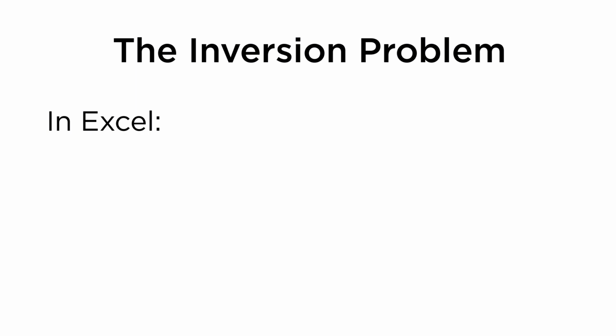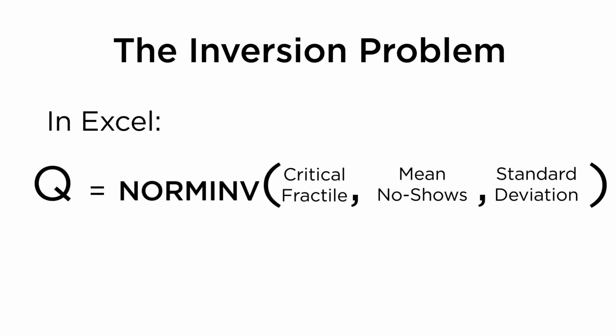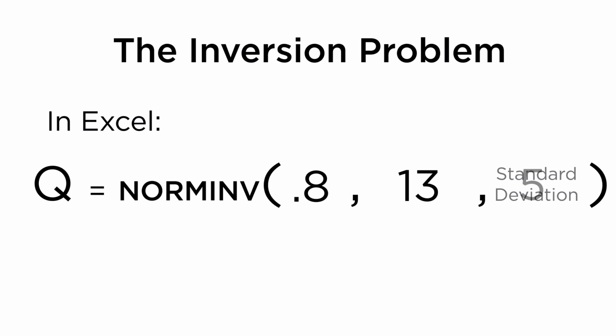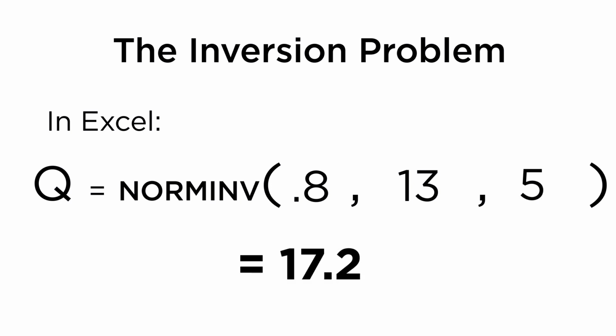And we can use Excel. There's a formula in Excel called NORM.INV. So you essentially plug in the fractile 80%, then you plug in the mean of your demand, which is 13, and the standard deviation, which is 5, and this gives you a level of 17.2. Essentially, we round up to 18 seats. So what you would like to do here is to overbook 18 seats on that particular flight.